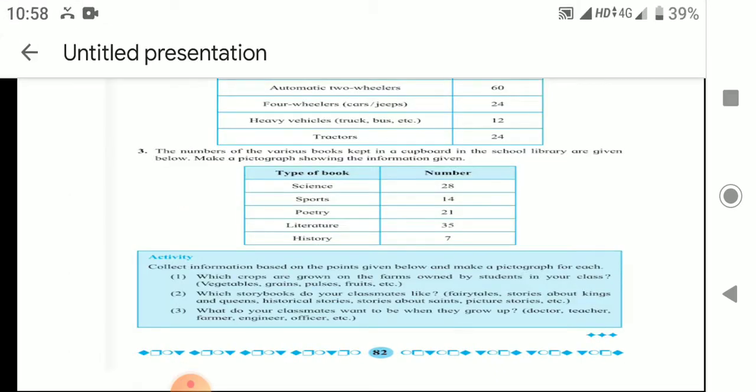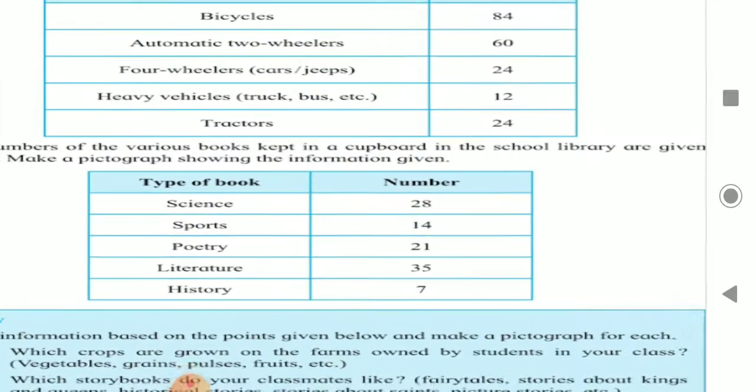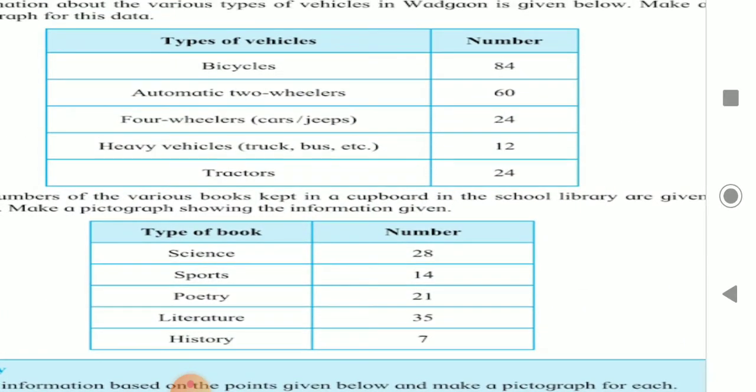Okay, here you see question number 2. Same thing. Types of vehicles: bicycle, automatic, two-wheelers. Here you can draw only a wheel, or you can draw a smiley, no problem. See the numbers to get an idea of how many one picture should stand for. All are multiples of 12 or multiples of 6. So you can select one picture to stand for 12 people.